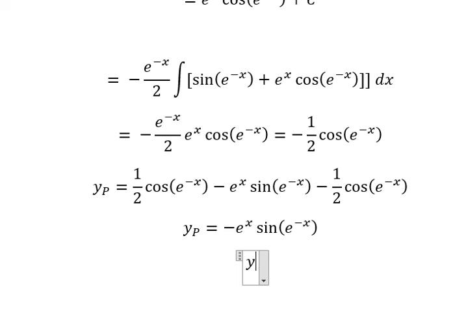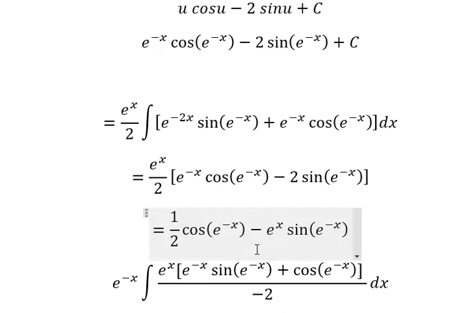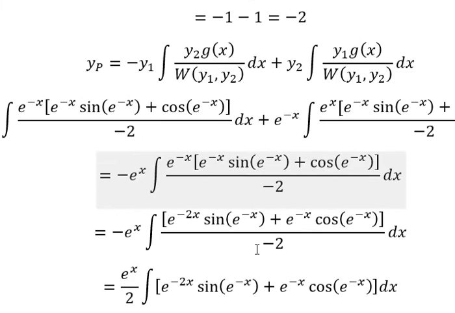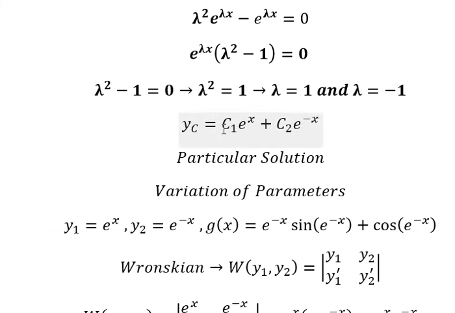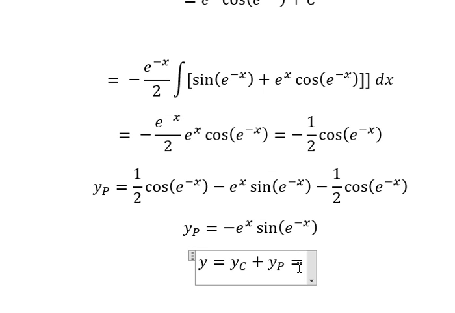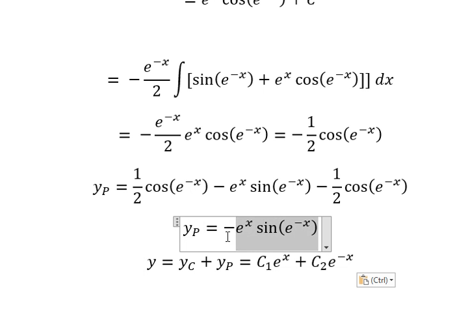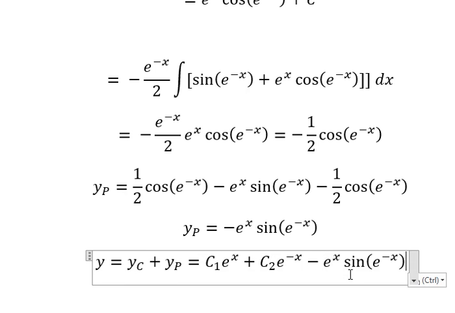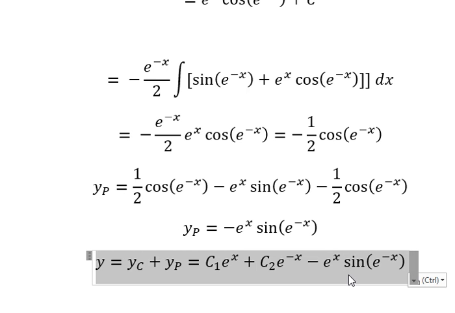y equals yc plus yb. So yc, that is this one, and yb, that is this one. And here is the final answer.